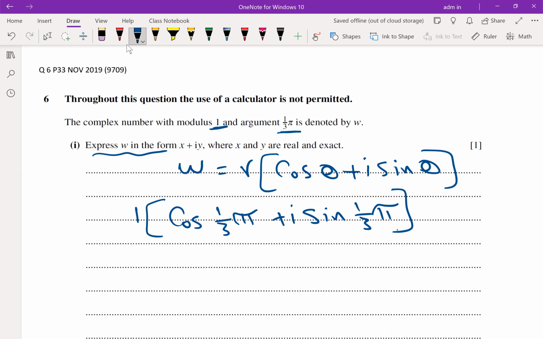Well, π/3 is 60 degrees. Cosine 60 is 1 over 2, and i sine 60 will be root 3 over 2. So this is the final answer, simplified as asked, in the form x plus iy.